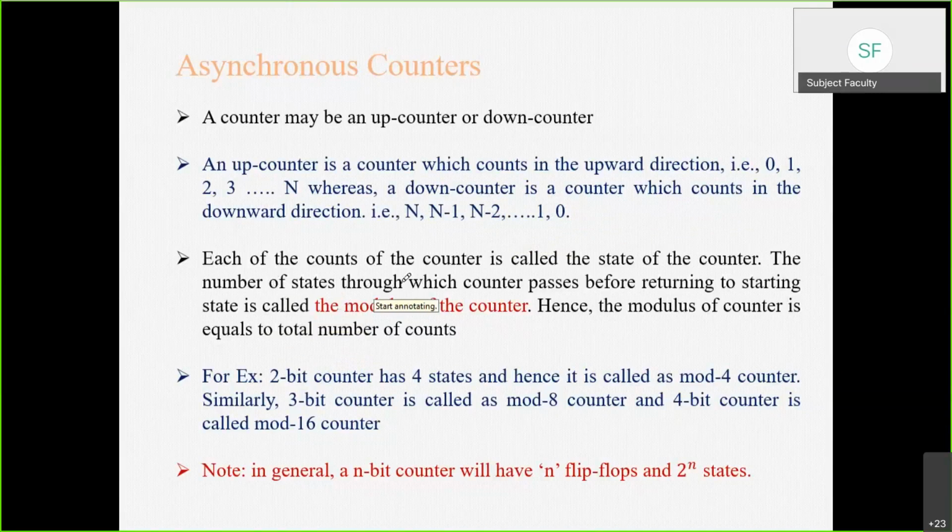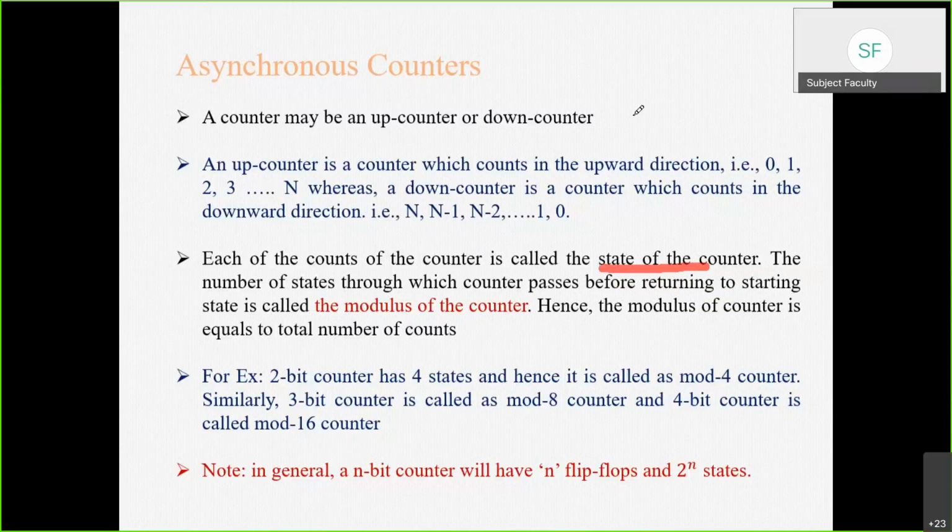We'll be discussing both up counter as well as down counter. And each of the counts of the counter is called the state of the counter. Now this point is very important again. So each of the counts of the counter is called the state of the counter. The number of states through which counter passes before returning to starting state is called the modulus of counter.